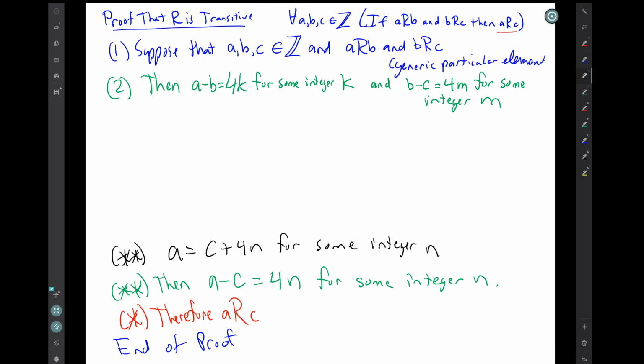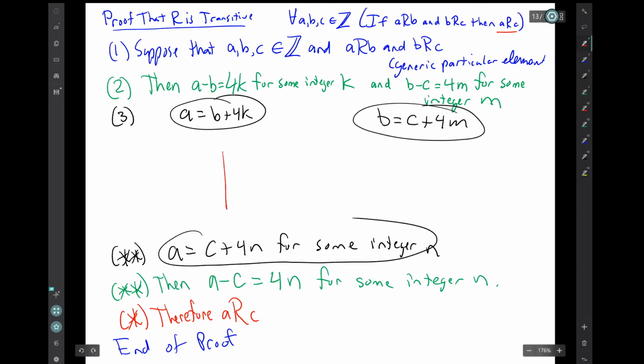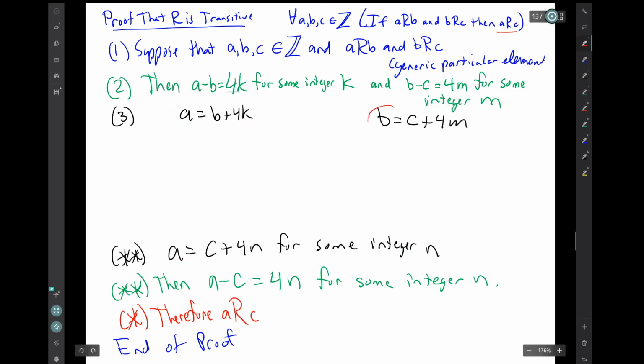Now let's work forwards from the green statement up above. So the green statements can be rearranged to say that A equals B plus 4K and B equals C plus 4M. Well, look, we need to get to this equation, so we've got this gap to bridge. How do we bridge that? Well, the trick is to substitute B into there. We're going to substitute all of this stuff into that equation.